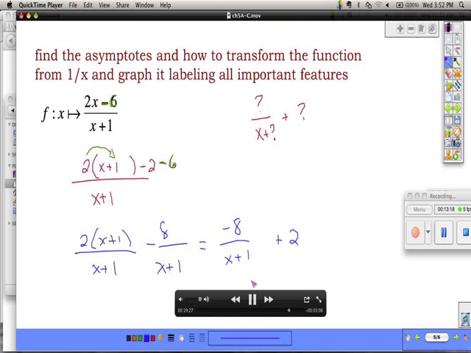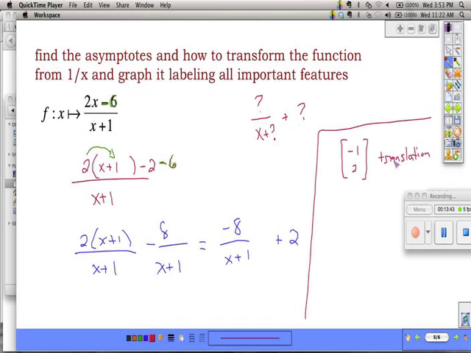Now this is written in a way that we can see horizontal and vertical translations as well as any stretching and compressing that happens. So there is a horizontal translation and a vertical translation. We can express that as this vector notation, horizontal on top, vertical on the bottom.